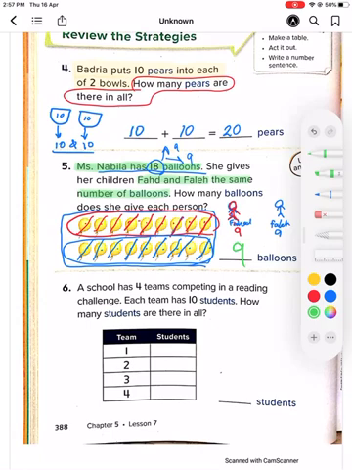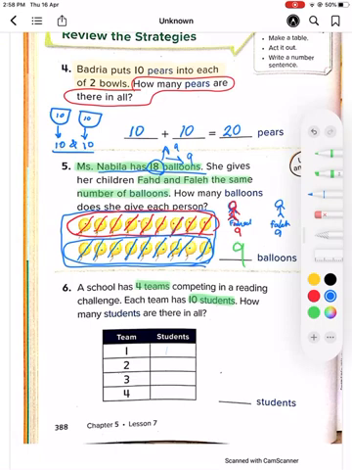Question number 6. A school has 4 teams competing in a reading challenge. Each team has 10 students. How many students are there in all? We have 4 teams. In each team we have 10 students. Using the table strategy, it can help us to know the total.